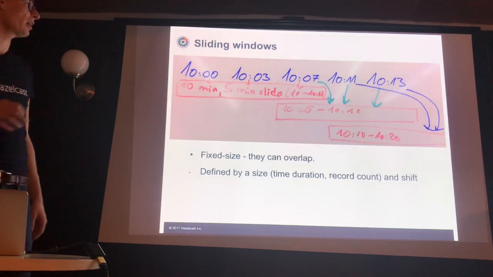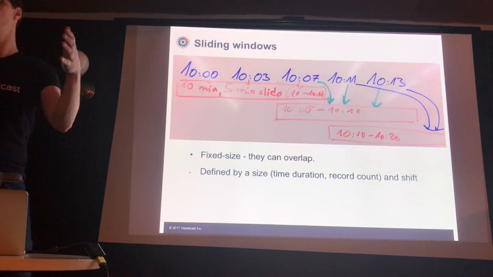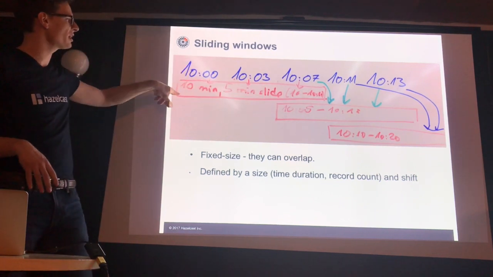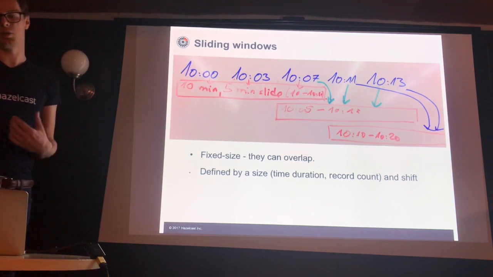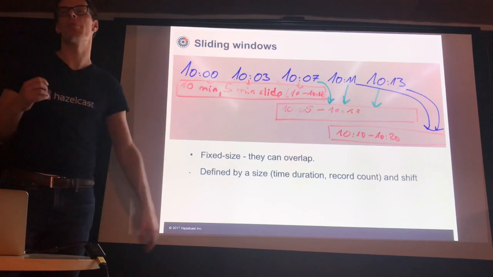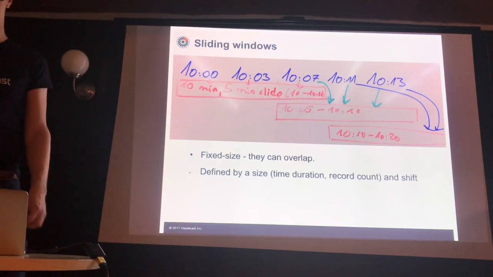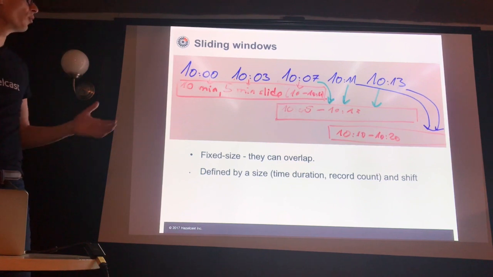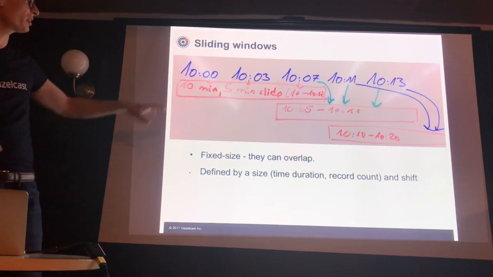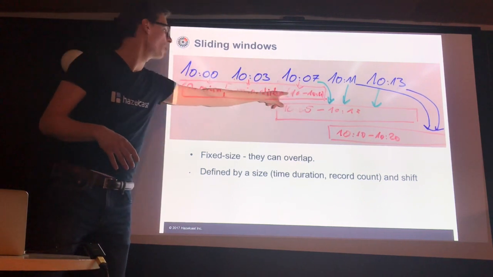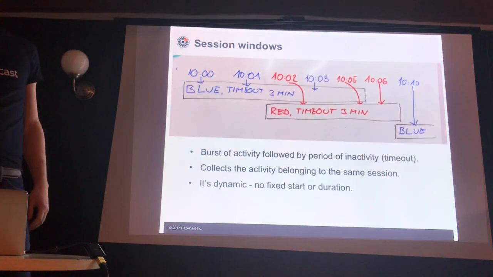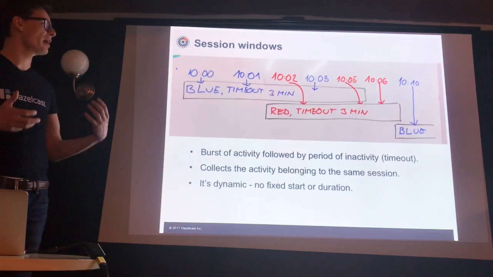Slightly more complicated are sliding windows. It's still about windows with the same fixed length, so it's 10 minutes. However, there is some sliding step. So the windows can overlap, which is useful, as will be shown in the demo, when you need more frequent updates. You are interested in having updates every 5 minutes, but you want 10 minutes of data to be taken into consideration.